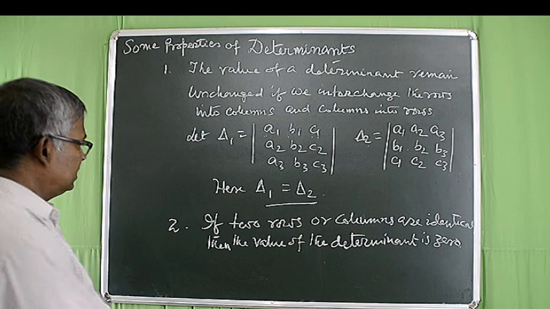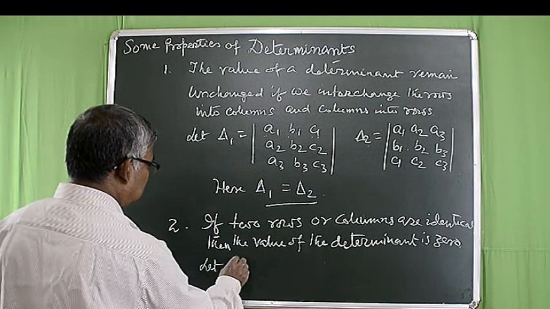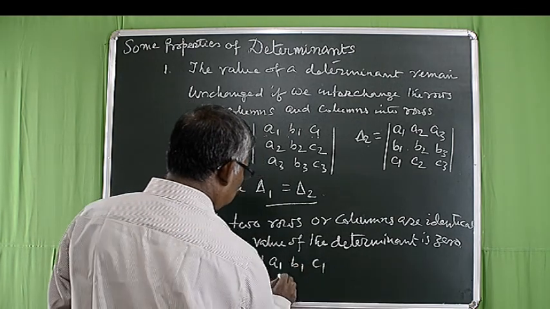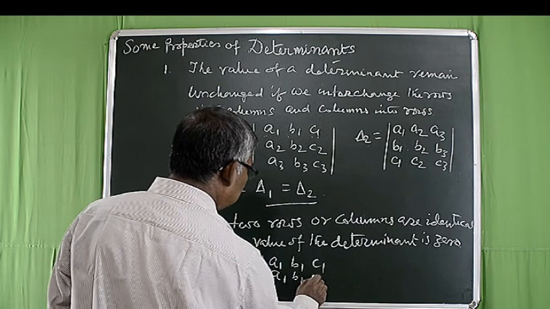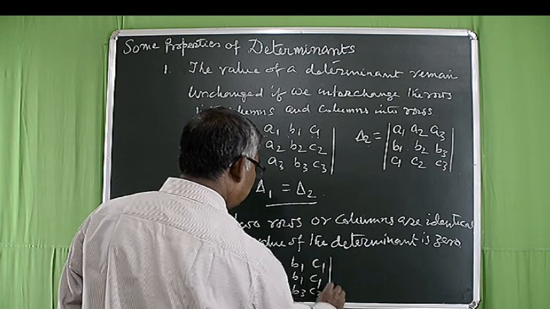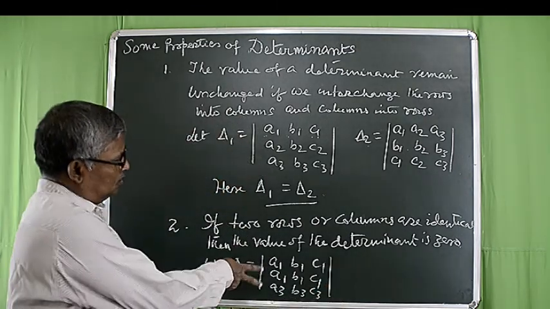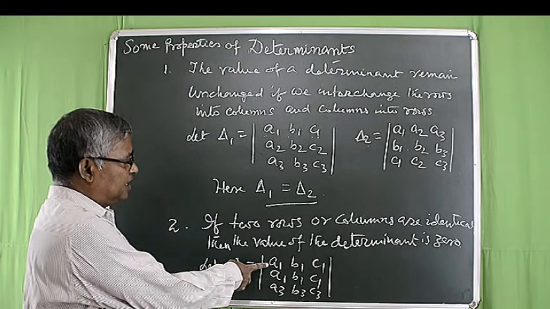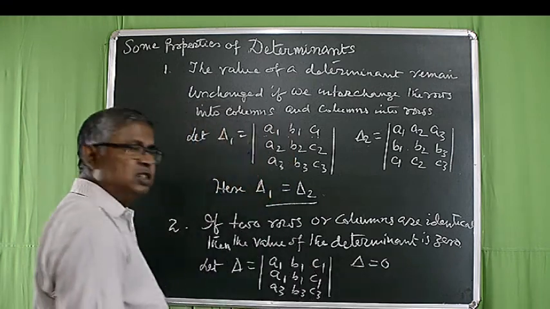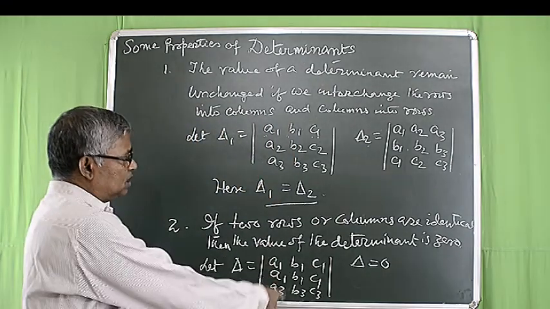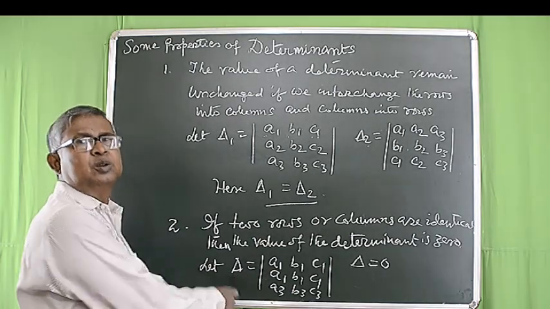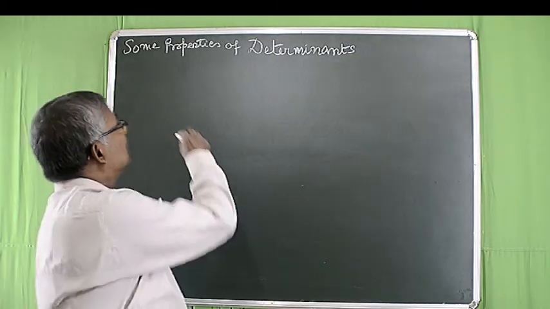Students, let del equal to a1 b1 c1, a1 b1 c1, a3 b3 c3. Here see the two rows are identical, hence the value of del equal to 0. Similarly, if we consider two columns are identical, then also the value of the determinant will be 0. Let us learn the third property.